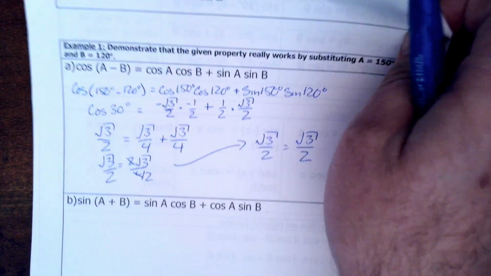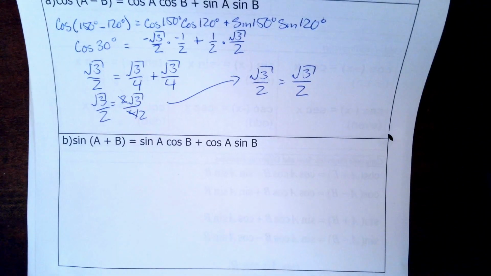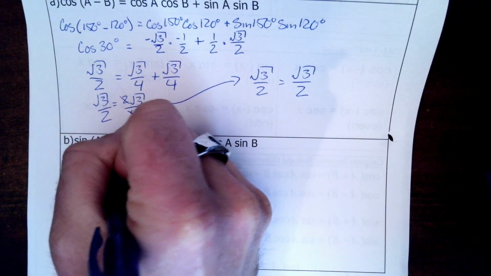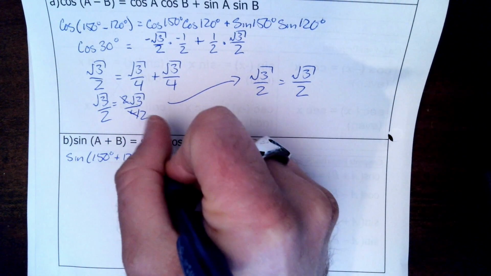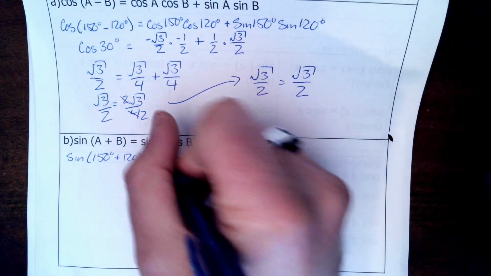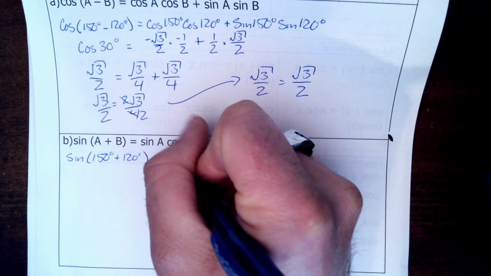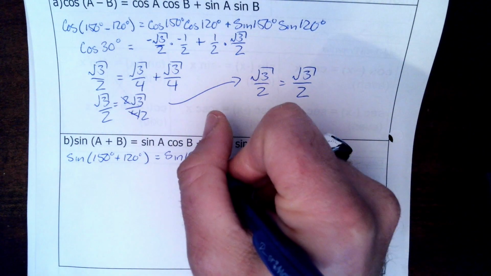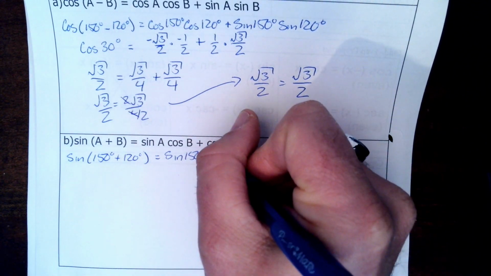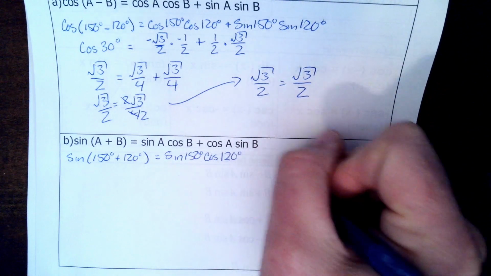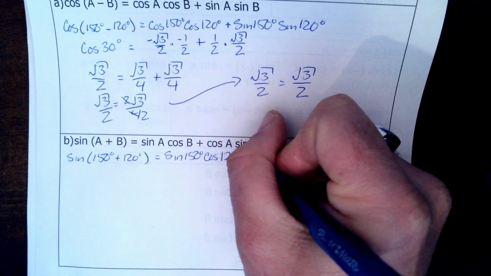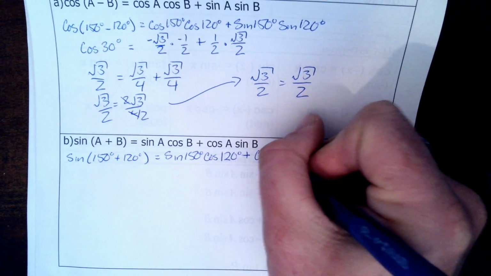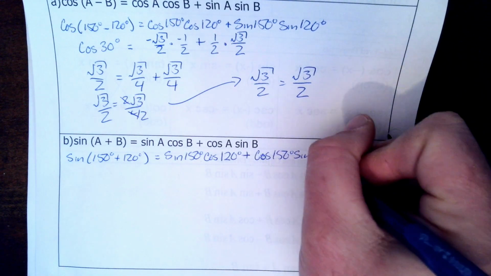Same thing with part B. The sine of the sum of two angles. If we look at the sine of 150 degrees plus 120 degrees, remember the pattern for sine is sine, cosine, cosine, sine. And again, it's first, second, first, second. So the sine of 150 degrees, first angle, cosine, cosine. And that'll be the cosine of 120 degrees, since 120 was the second angle, the B value, plus the cosine of 150 times the sine of 120.